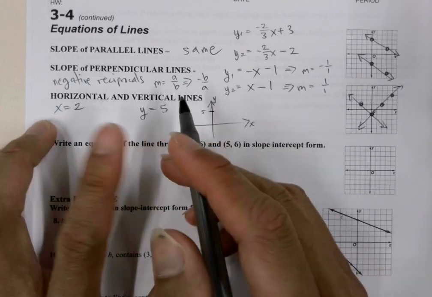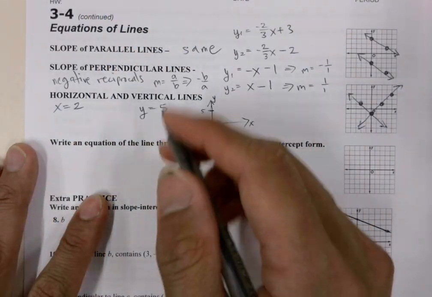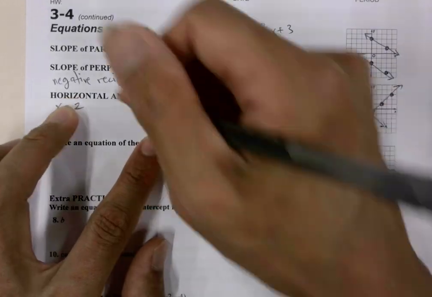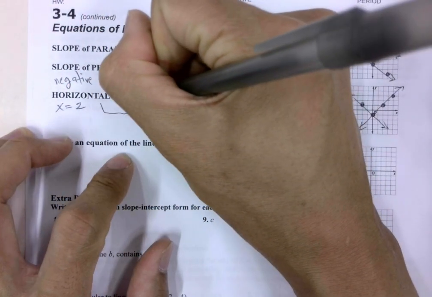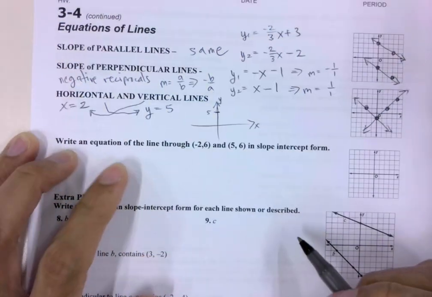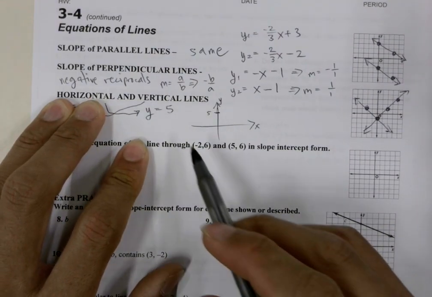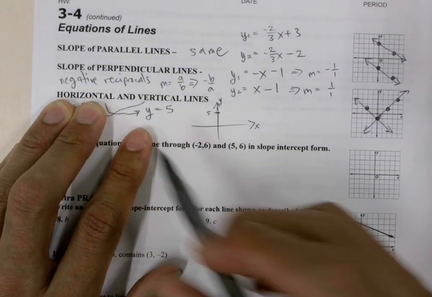I think I got this flipped around actually. A horizontal line is y is equal to 5. I'm sorry. So it goes like that. And a vertical line is x is equal to 2. Okay. So if we have y is equal to 5, that's a horizontal line.